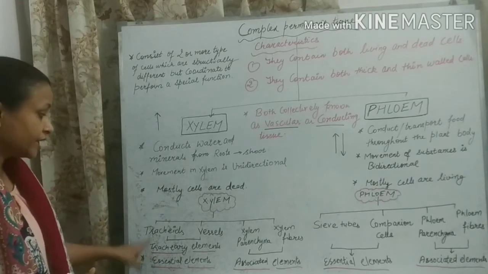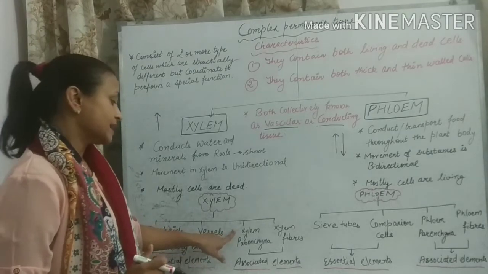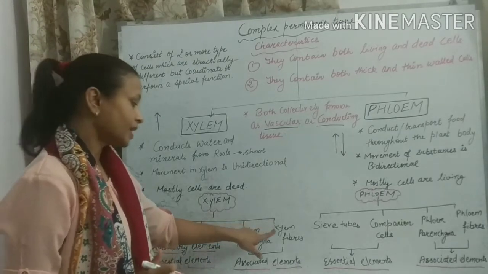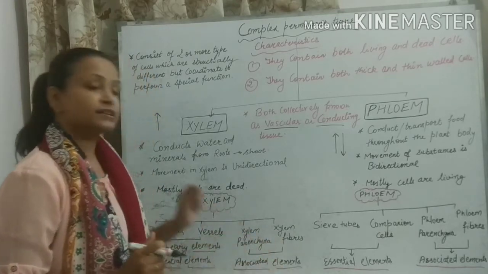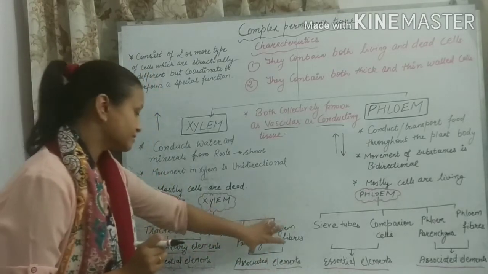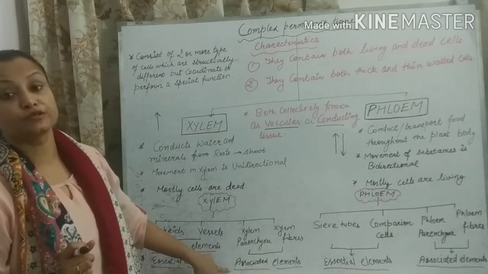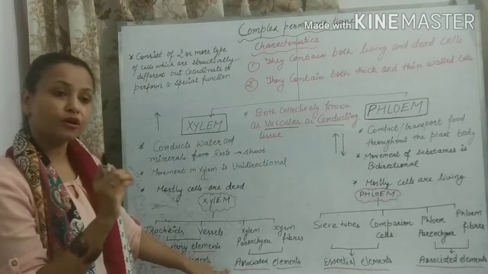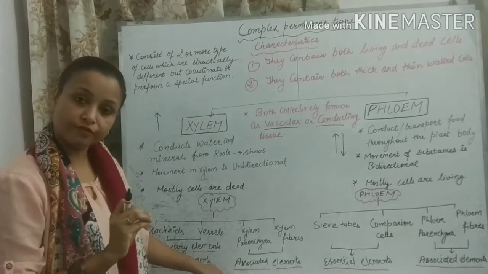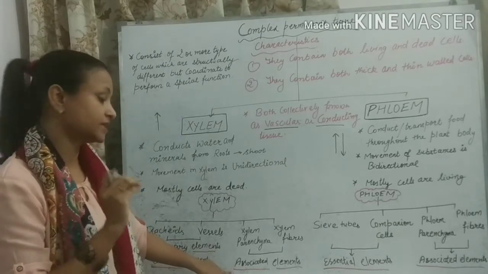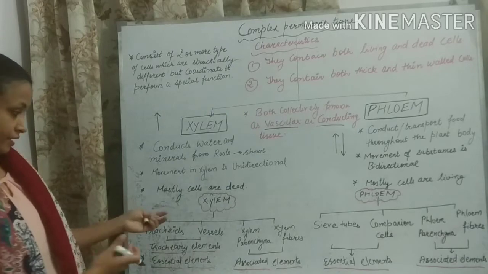The third type of cell in xylem is xylem parenchyma and the fourth one is xylem fiber. These both are supportive tissues. They support tracheids and vessels. They are known as associated elements. They are not the main elementary components; they are the supportive tissue. We will discuss the structure of these in detail further.